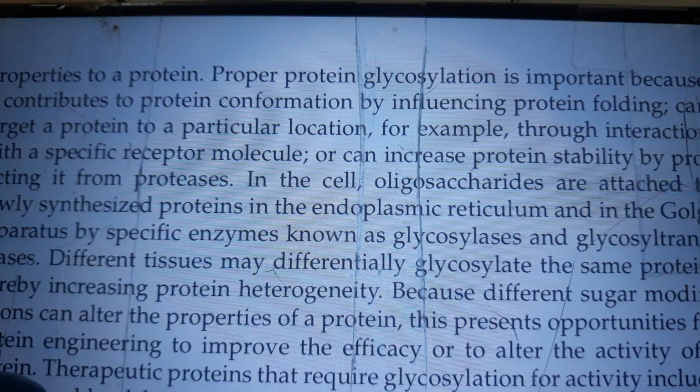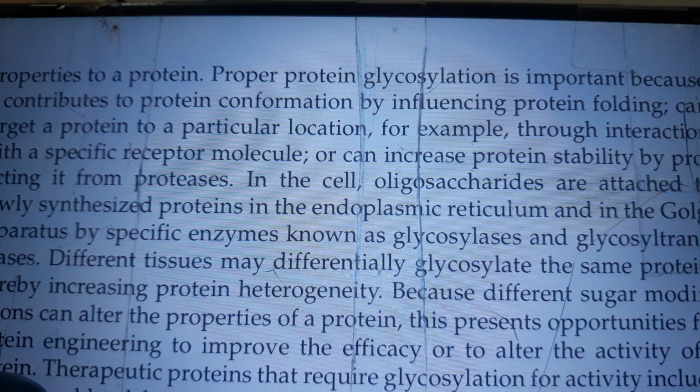properties to a protein. Proper protein glycosylation is important because it contributes to protein conformation by influencing protein folding, can target the protein to a particular location, for example, through interaction with a specific receptor molecule, or can increase protein stability by protecting it from proteases. In the cell, oligosaccharides are attached to newly synthesized proteins in the endoplasmic reticulum and in the Golgi apparatus by specific enzymes known as glycosylases and glycosyltransferases.